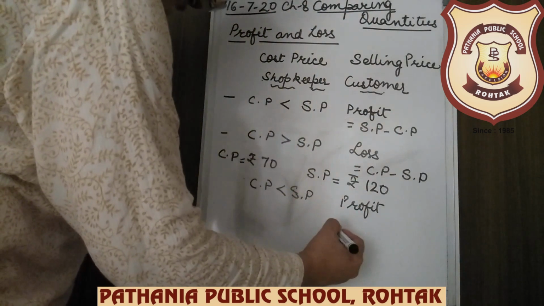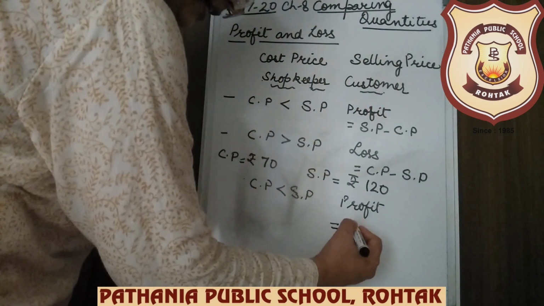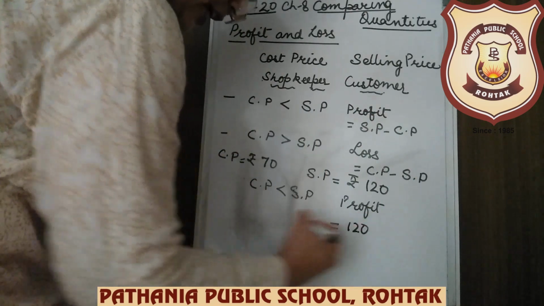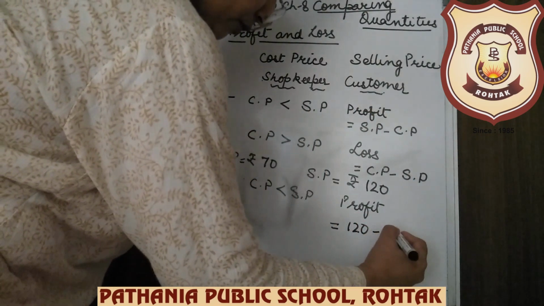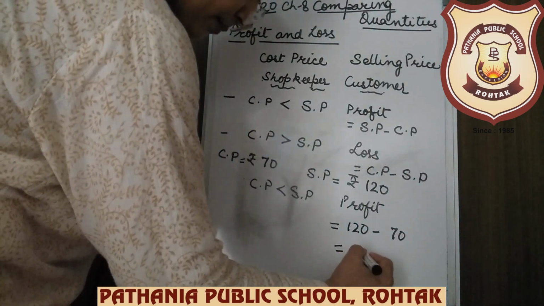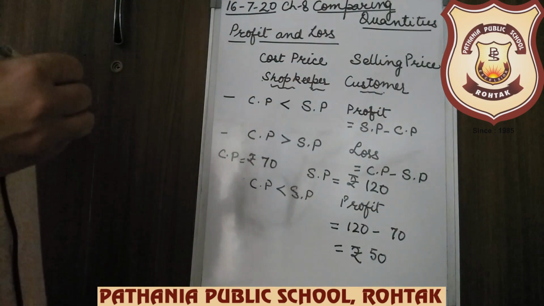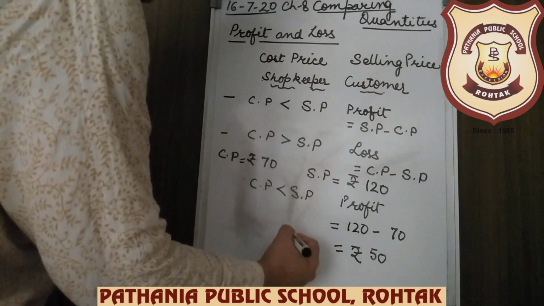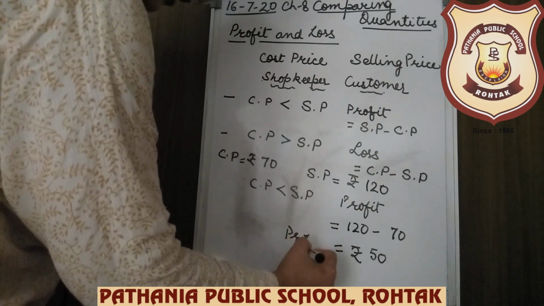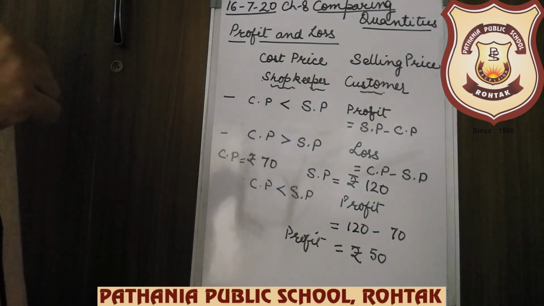And how to calculate profit? By using the formula. Selling price is 120, cost price is 70, so the profit is rupees 50. Till here is it clear?